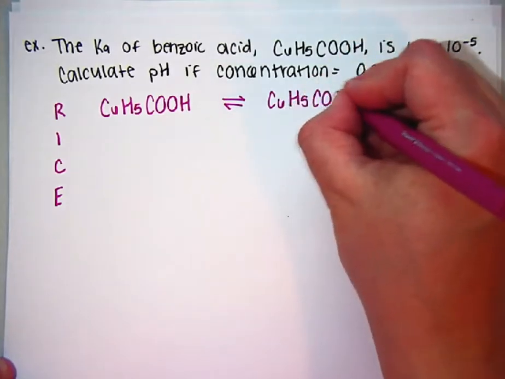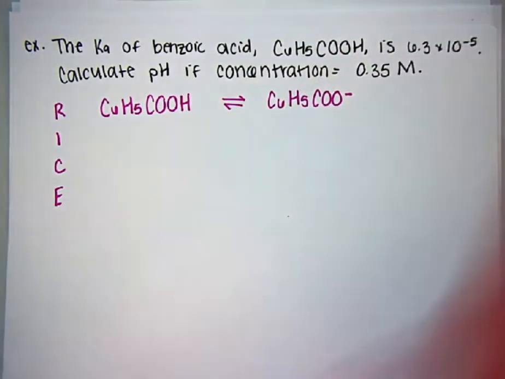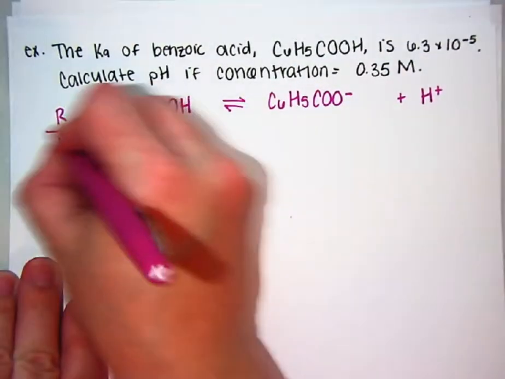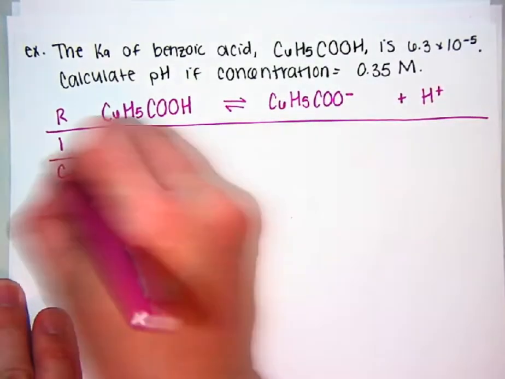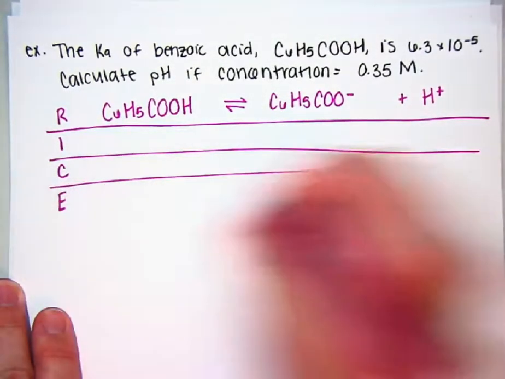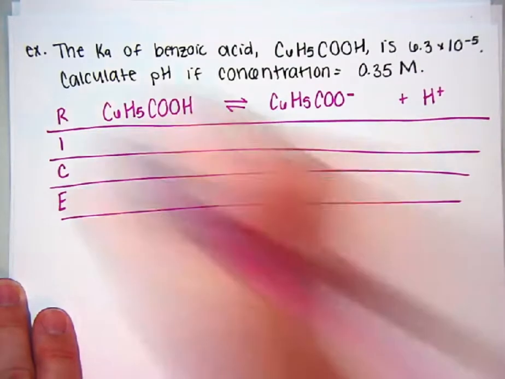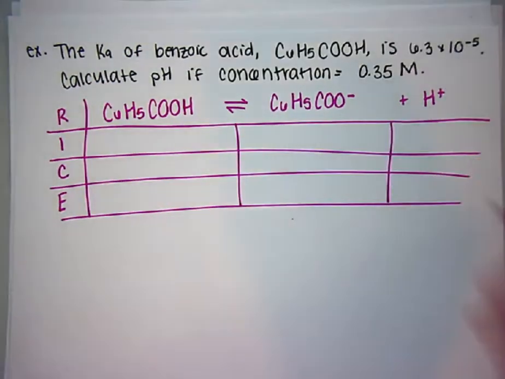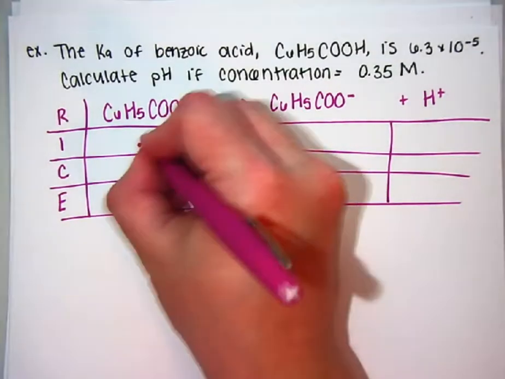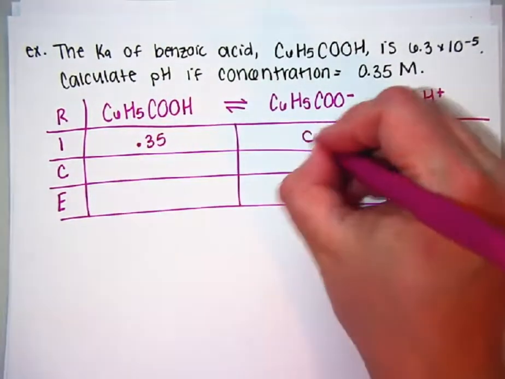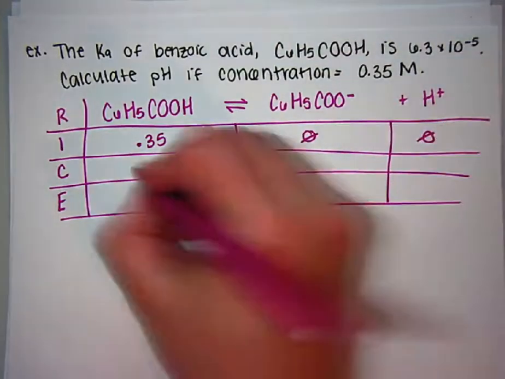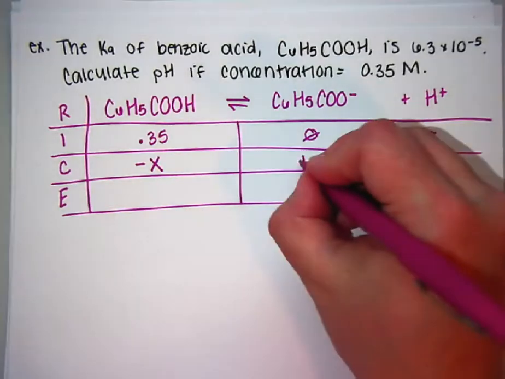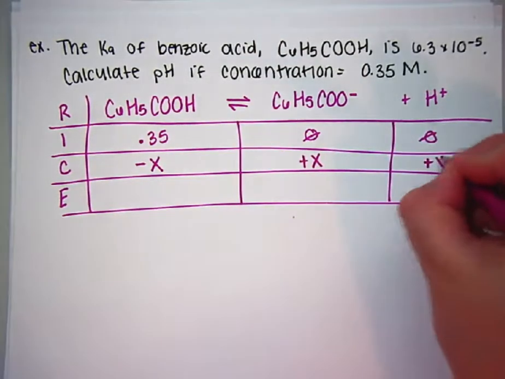So first step, let's pull off a proton and write out our reaction. Let's fill out what we know. My initial concentration is 0.35. Always assume products to be 0. Concentration of the reactants decrease, so minus X. Concentration of the products increase, plus X.